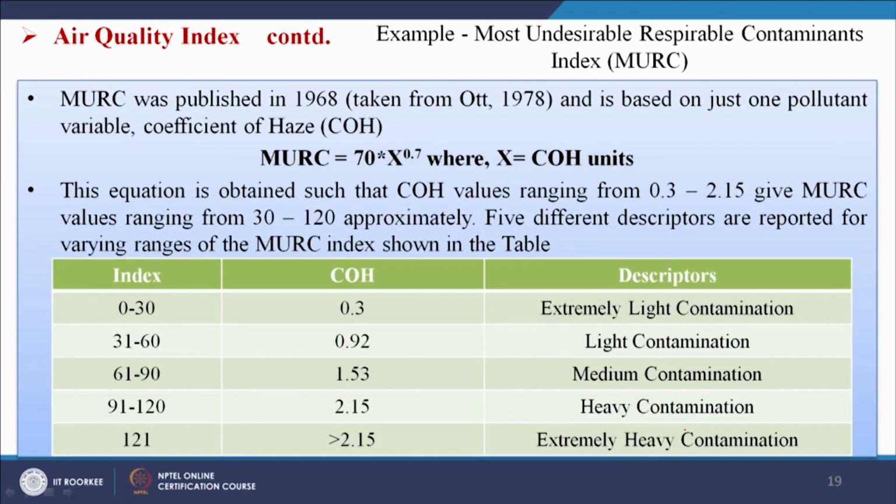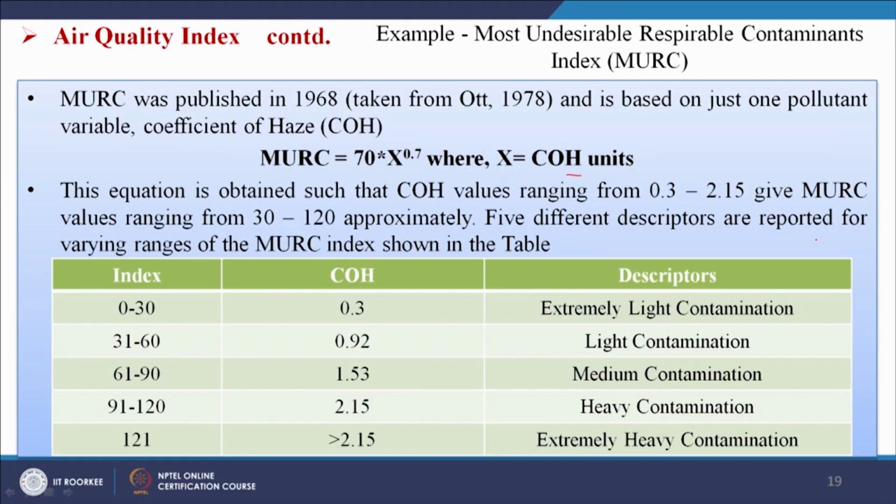Another example is the Most Undesirable Respirable Contaminants index, MURC. MURC was published in 1968, taken from OAT 1978. MURC is based on this expression: MURC is equal to 17 times x to the power 0.7, where x equals COH units. So, this is based on only one parameter, that is COH units, and this equation is obtained such that COH values ranging from 0.3 to 2.15 give MURC values ranging from 30 to 120 approximately.